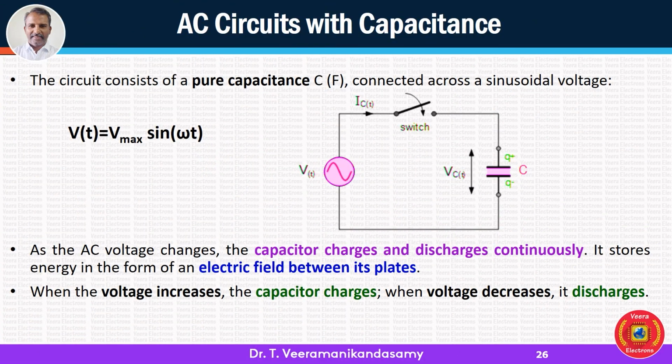AC circuits with capacitance. Now let's examine an AC circuit with capacitance only. As the AC voltage continuously changes, the capacitor charges and discharges, storing energy in its electric field. It charges when the voltage increases and discharges when the voltage decreases.